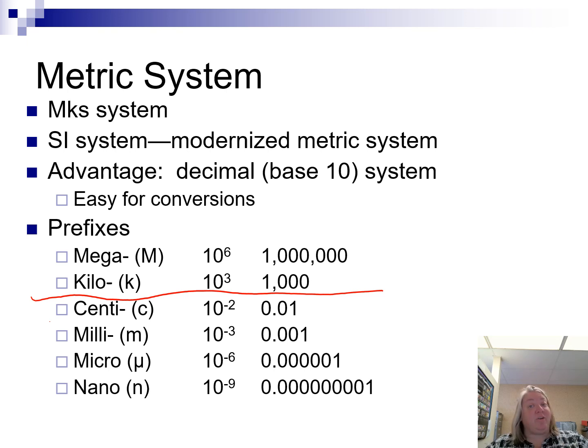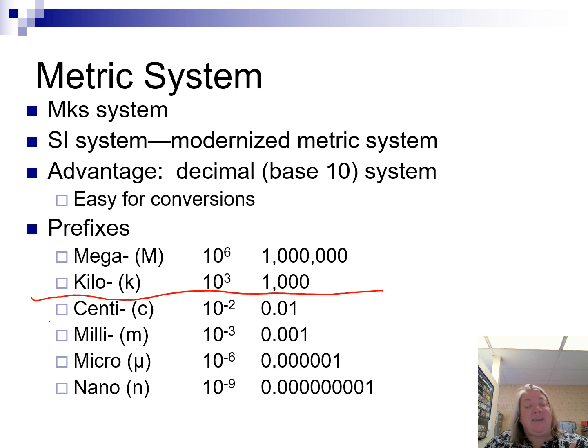Now, going smaller, we also go by thousands. 1,000 times smaller than your base unit, you have milli. This is the lowercase m. So there's 1,000 milliliters in a liter, or 1,000 milligrams in 1 gram. And then 1,000 times smaller than that is micro, that's 10 to the negative 6. And 1,000 times smaller than that is nano.